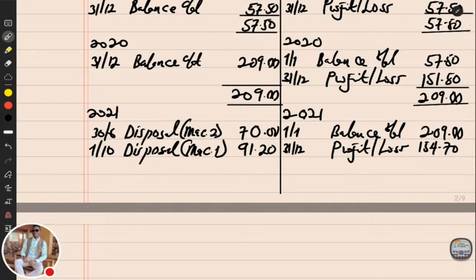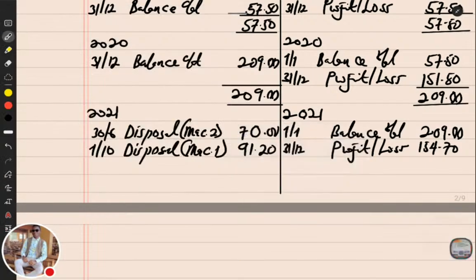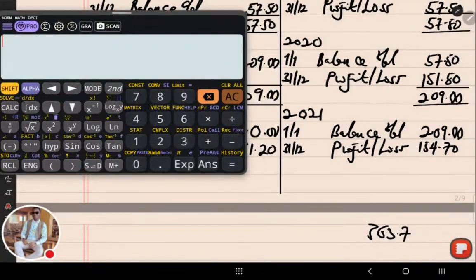So once we are through, I think that is all. The next thing you want to do is to do the balancing. You can clearly see that at the credit side, we have 209 plus 154.7. So that is giving us 363.7. But for the debit side, we are having what? 70 plus what? 91.2. We are having 161. So that means the debit side is lesser than the credit side, and the difference should be at the debit side as balance what? Carry down. So let's take note of that.